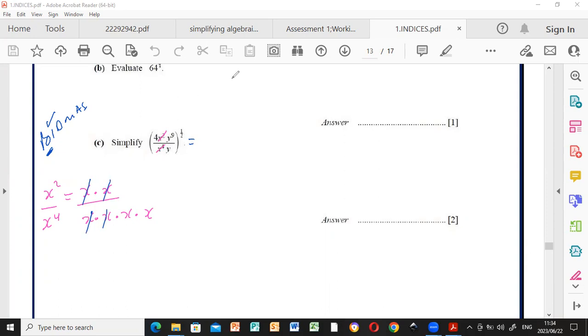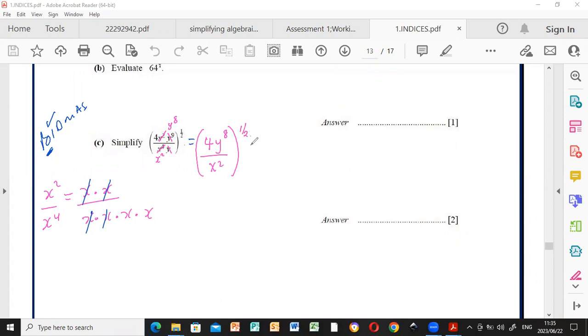So here we say the 2 x's that are on top, let them cancel with the other 2 x's that are below. Then you remain with the 2 x's below. Here there's a 1y below and there are 9 y's on top. So let's cancel another y and remain with y to the power of 8 on top. So after simplifying here, straight away we have 4y to the power of 8 over x squared. Everything is now to the power of half.